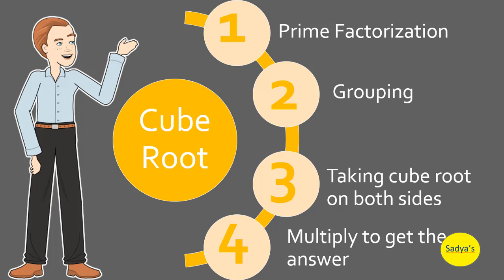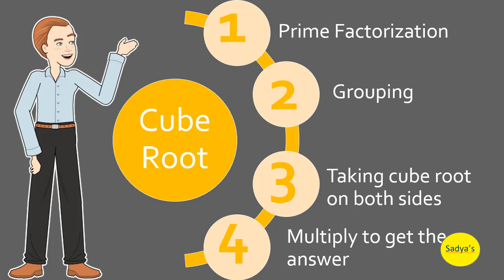At this point, let's compare the method of finding square root and cube root. First step is the same in both cases. Step 2, grouping, is different. In square root, we group the numbers into twos. We group the number so that the power on each number is 2. Whereas for cube root, we group the numbers into threes. We group them such that the power is 3, or cube, on each number.